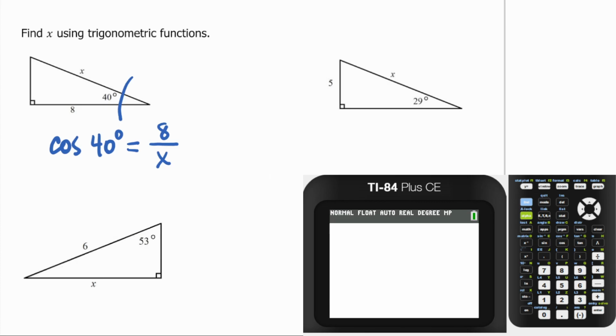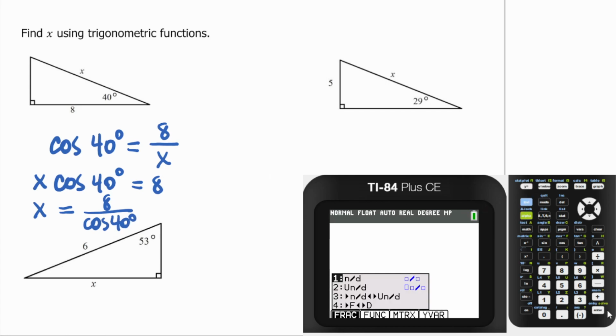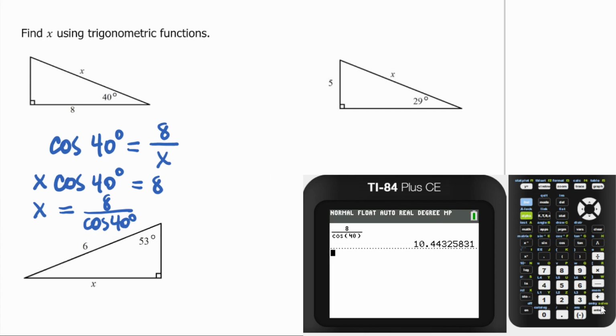I'm going to try to use the calculator only once. I don't want to carry around a bad decimal number, because cosine of 40 degrees is not a great number. So I'm going to solve for x first, carrying around cosine of 40. I'm going to multiply both sides by x, and then solve for x by dividing by cosine of 40, and that's 8 divided by cosine of 40. That's something I'm going to find with the calculator. I ask for a fraction bar. On top, I'm going to put 8. On bottom, I'm going to put cosine of 40. Since we're in degree mode, it knows we're talking about 40 degrees. That's going to be 10.443.